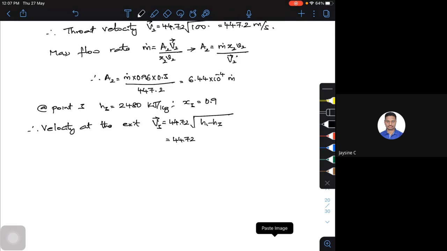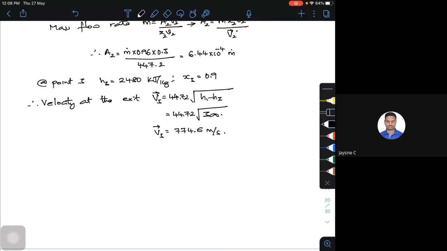So roughly, 2780 minus 2480, so it is 300. So square root of 300. I am getting V3 equal to 774.6 meters per second.